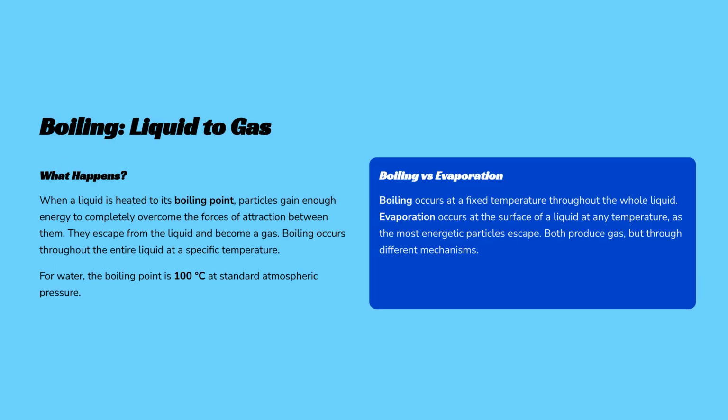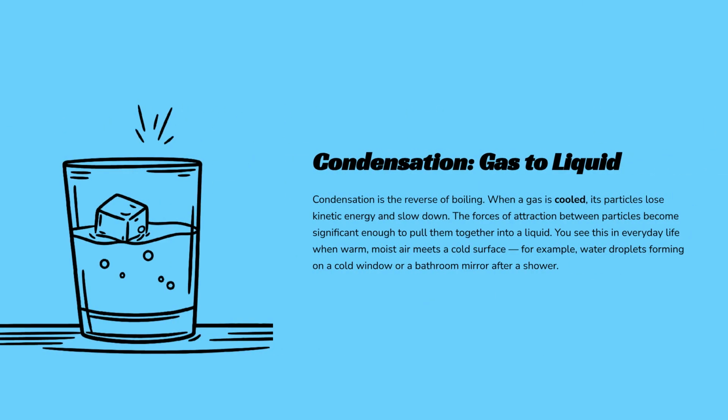Boiling occurs when a liquid reaches its boiling point, allowing particles to overcome all attraction forces. Note that boiling happens throughout the liquid, whereas evaporation occurs only at the surface. Condensation is the reverse of boiling. When a gas is cooled, it loses kinetic energy, and particles are pulled together into a liquid, such as droplets on a cold surface.